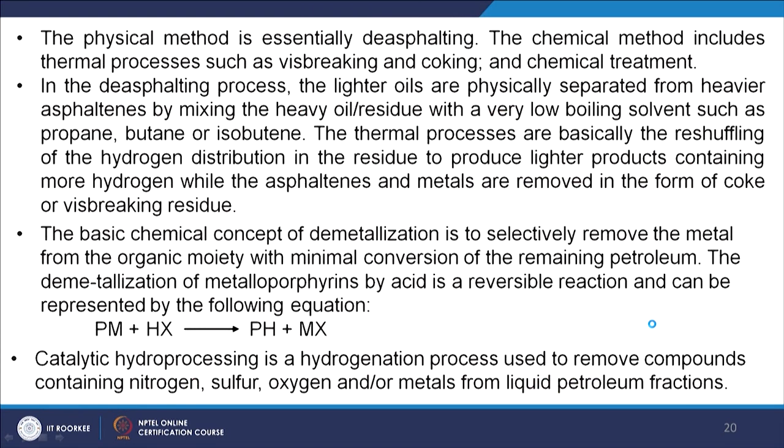For the removal of this metal, different types of methods are applied, physical and chemical methods. Physical methods are basically solvent extraction. So, we add some solvent. The lighter parts from the vacuum residue come to the solvent, and the heavy asphaltenes, etcetera, where the porphyrinic compounds are, go to the bottom. So, it is separated from the oil. That way it can be done, or thermal processes are also used, that is visbreaking, etcetera.